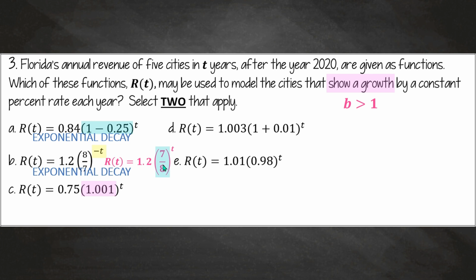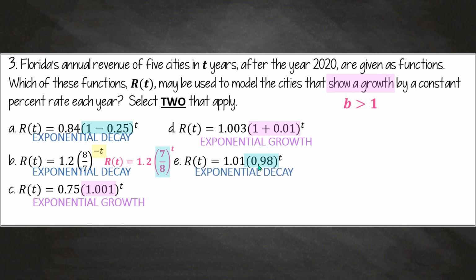Option C, I have 0.001 in the parentheses as my b term or as my ratio, so that is showing exponential growth. And D also has 1 plus 0.01, again, greater than 1, so that is also showing exponential growth. And then E, inside the parentheses, my b term is 0.98, which is exponential decay. So my correct answers here are C and D.